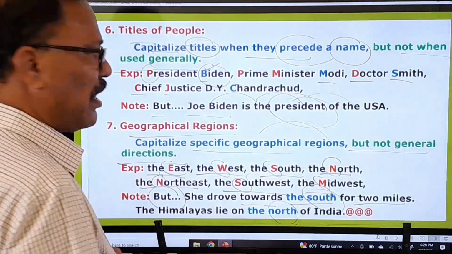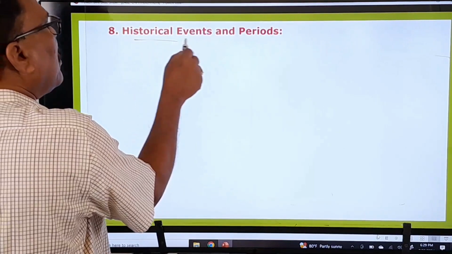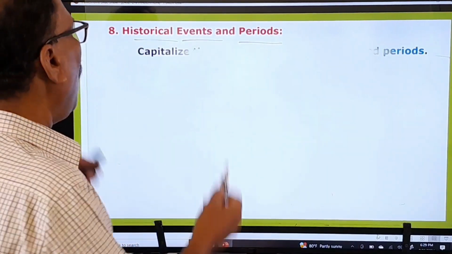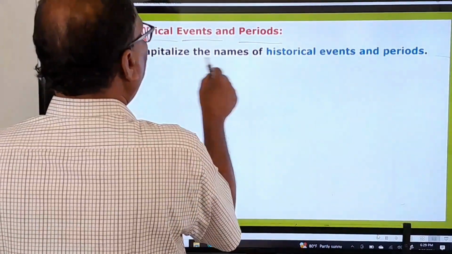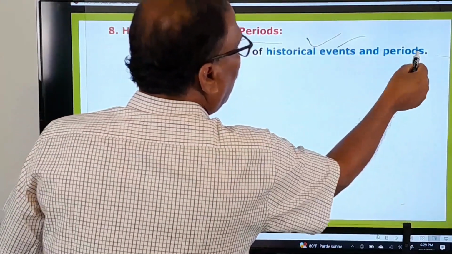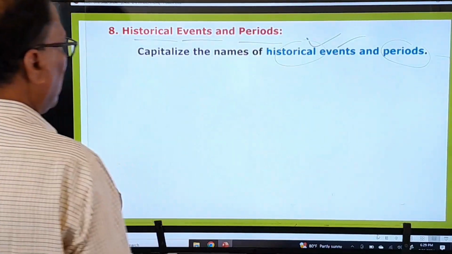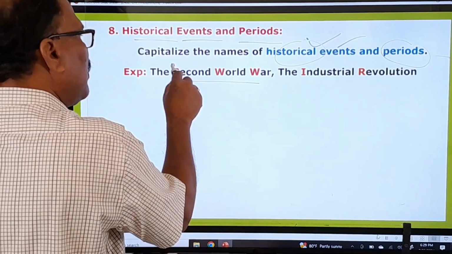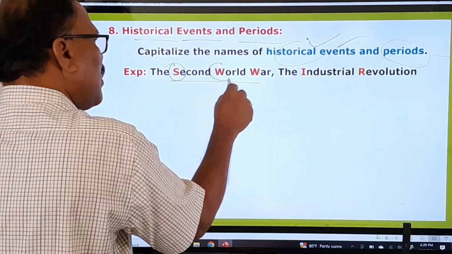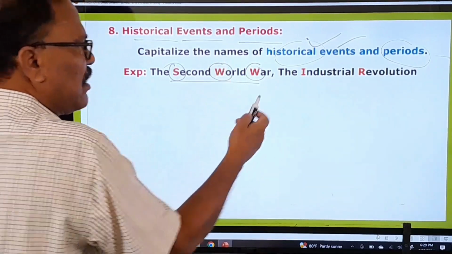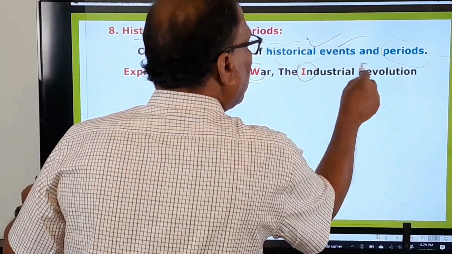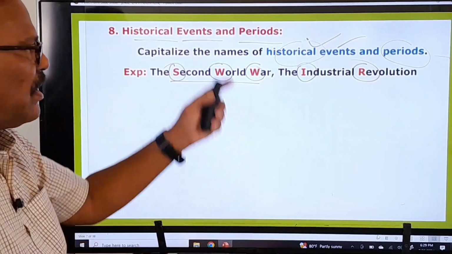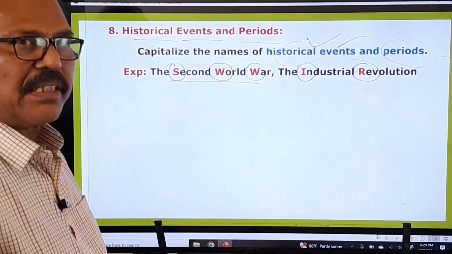Now let's move on to learn other rules. Eighth one, historical events and periods. You know very well, historical events and periods, all of them should be capitalized. Capitalize the names of historical events and periods. What are the historical events? The Second World War, it's a historical event. This S is capitalized, W, these are all capitalized. And Industrial Revolution, you know that very well. It's a historical event, so that word is capitalized.